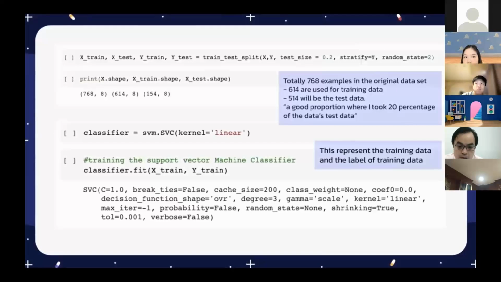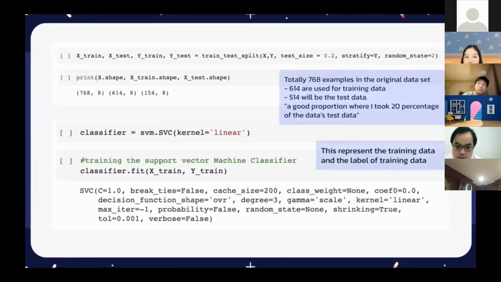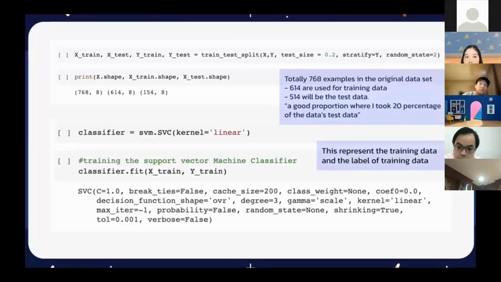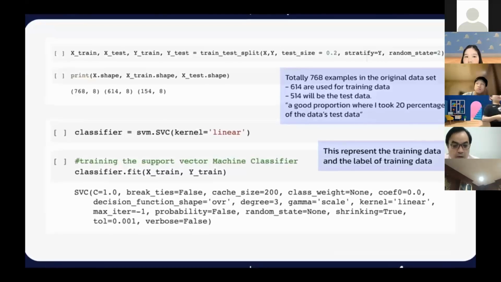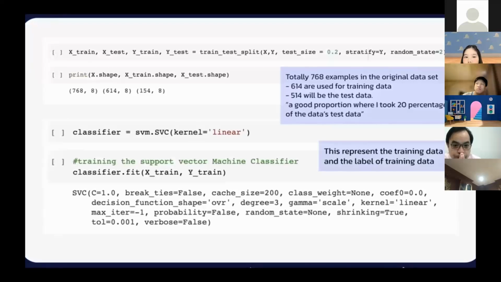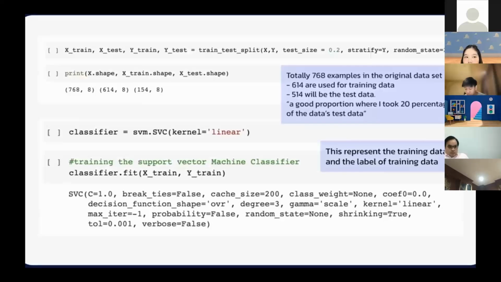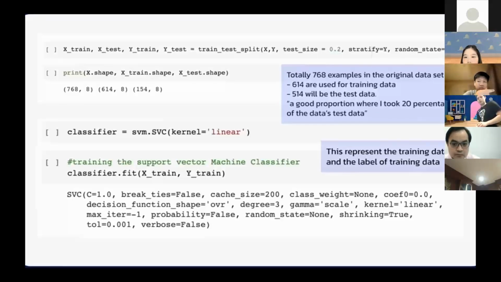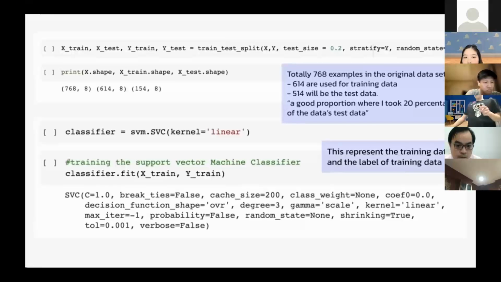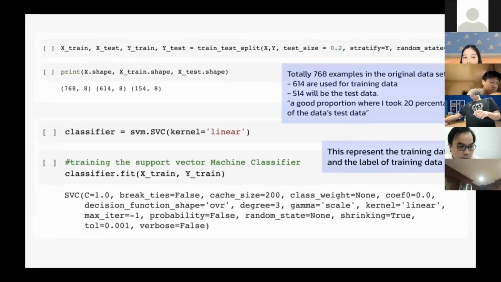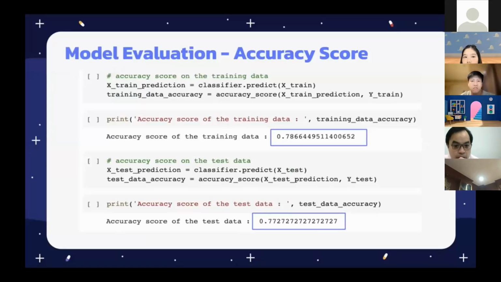Once the code is run, it can be seen that there are 768 examples in the original dataset, and out of those, 614 are used for training data and 514 will be the test data. This is a good proportion where I took only 20% of the data as test data. And SVC is the support vector classifier. As you can see, the X train and Y train at the bottom represent the training data and the label of training data.